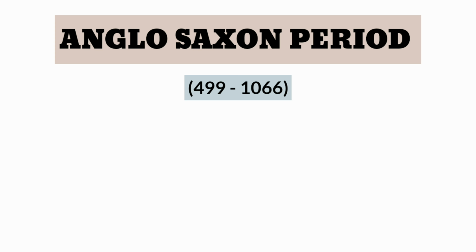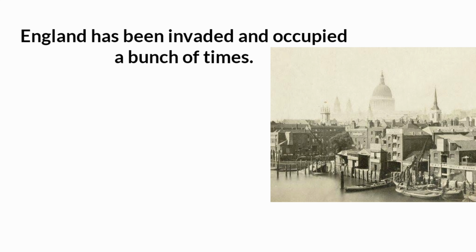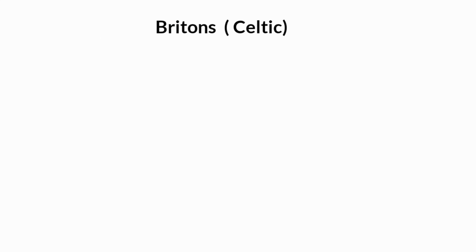The Anglo-Saxon period in Britain spans approximately 6 centuries, that is from 499 to 1066 AD. England has been invaded and occupied a bunch of times. As far as we know, the first inhabitants of the area were people called Britons, but in 55 BC, Romans repeatedly tried to invade Britain. They were the most dominant military force of that time and they invaded England in 43 AD.